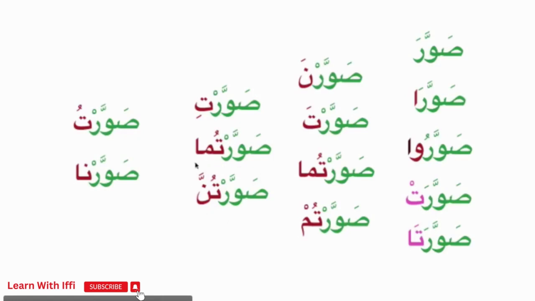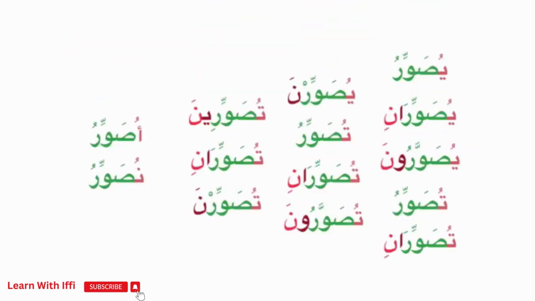صورتي صورتما صورتن صورتو صورنا. This is ماضي. So مضارع we know it's 4-letter word, so it will be يصور يصور يصوران يصورون. That should be typo here. يصورون. أنت هي تصور هما تصوران هن يصورن. See يصورن. So you give سكون. أنت تصور تصوران تصورون. Again a typo here. تصورين أنت تصورين. So ya is the file, noon is sign of مرفوع.